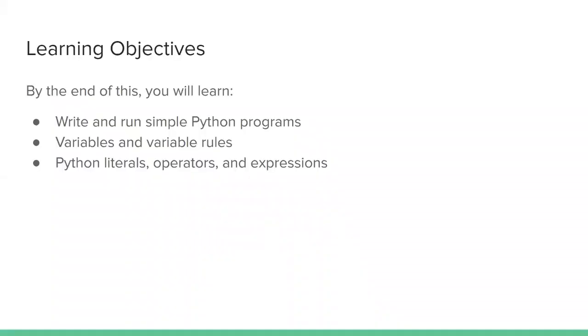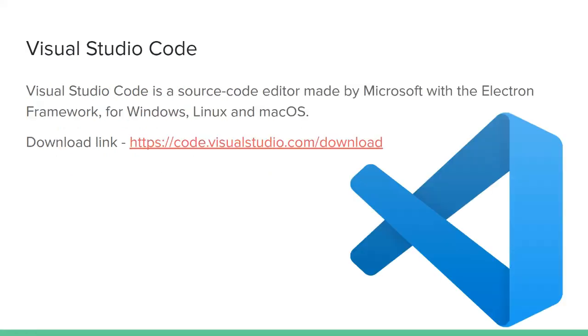So by the end of this, like I said, we're going to write some simple Python programs. We're going to discuss variables and variable rules. Python literals are just exactly how you represent the data, the data that you input into Python, and then the operators and expressions. All right, so let's jump into it.